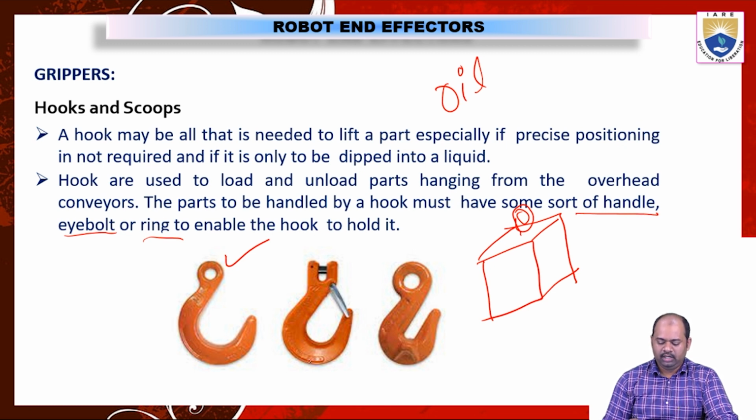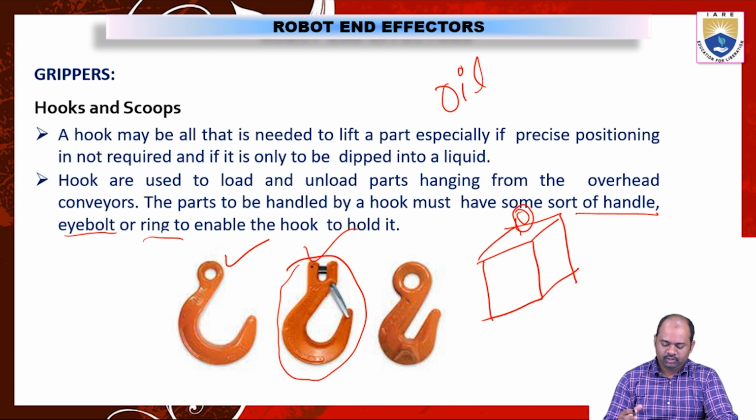And the second kind of hook is the locked hook, where we can attach a lock so that the object does not come out of the hook when it is being transported. This hook is connected with the help of a spring, where after loading, the lock can be locked, and there is no accidental removal of the object from the hook. It is not at all possible. Okay, so this hook is the locked hook.